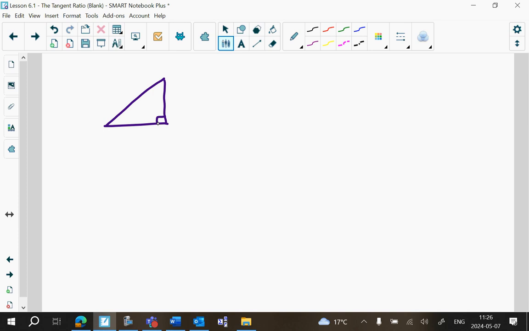First of all, we talked about coming up with a couple of new names for sides in right triangles. What is the length of the side opposite angle A in this figure? 9. What is the length of the hypotenuse? 15. Pretty easy to recognize.